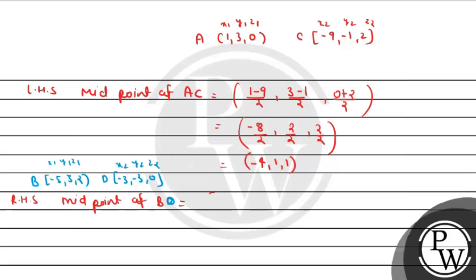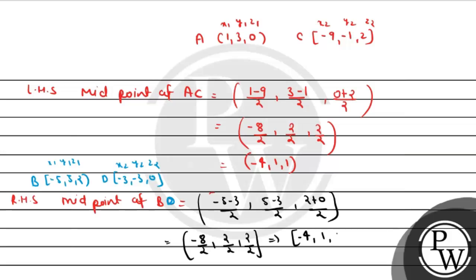So that will be (-5 -3 upon 2, comma 5 minus 3 upon 2, and comma 2 plus 0 upon 2), bracket closed. From here we can write (-8 upon 2, comma 2 upon 2, comma 2 upon 2). So this implies that we have here (-4, 1, 1). Let's say that was our equation number first and that is our equation number second.